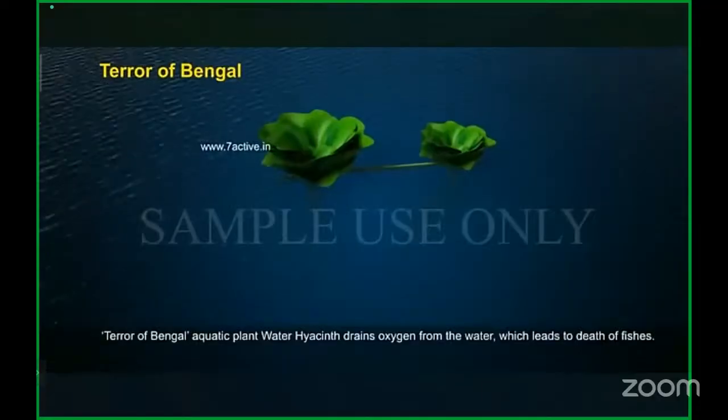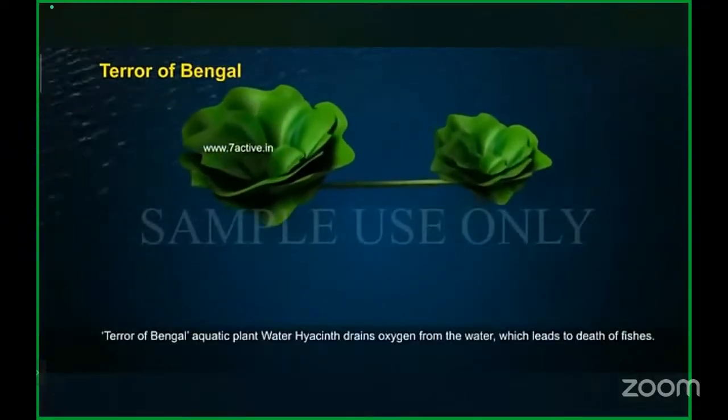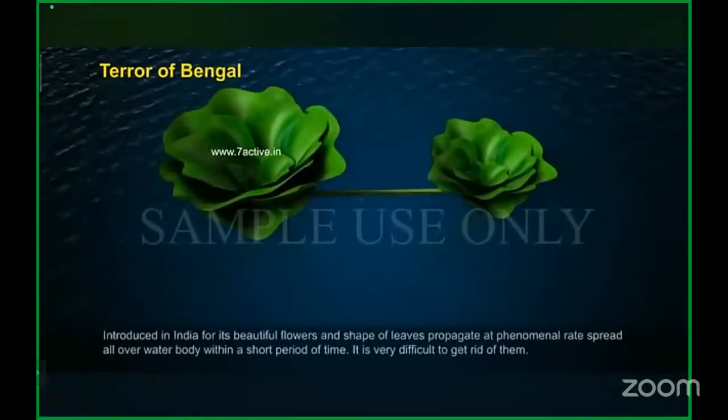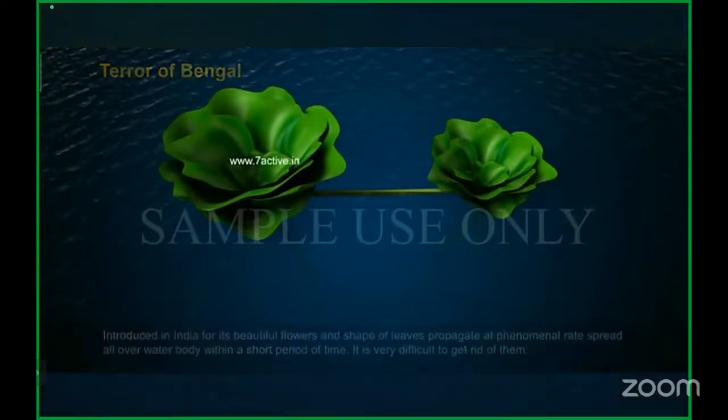Terror of Bengal, the aquatic plant water hyacinth, drains oxygen from the water, which leads to death of fishes. Introduced in India for its beautiful flowers and shape of leaves, it propagates at phenomenal rates and spreads all over water bodies within a short period of time. It is very difficult to get rid of them.